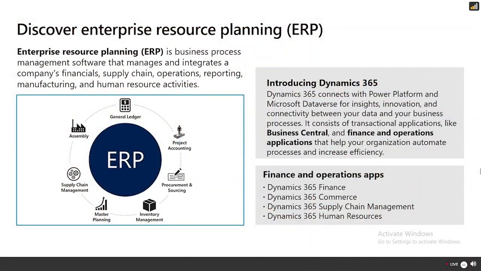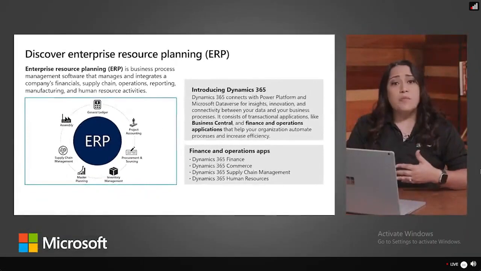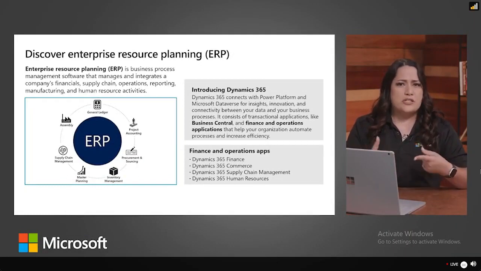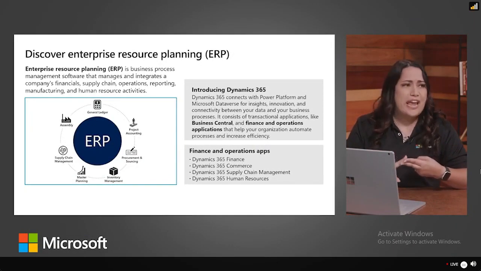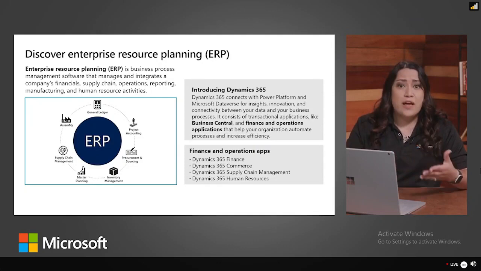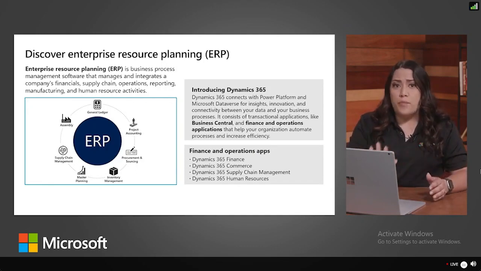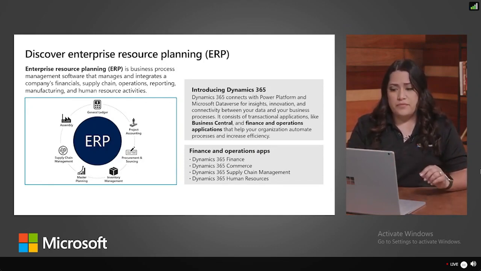So, to kick us off, let's first discuss what an enterprise resource planning system is. You'll probably hear this commonly referred to as an ERP system. An ERP system is a piece of software that manages an organization's financials, their supply chain, operations, as well as reporting, manufacturing, and all of the HR activities. The way that I like to think of it is that it's running the core process of your business.